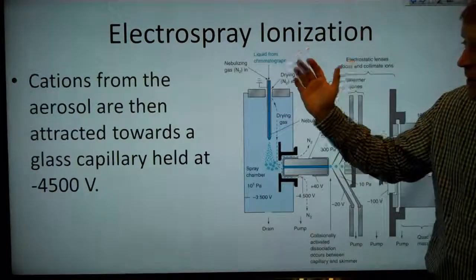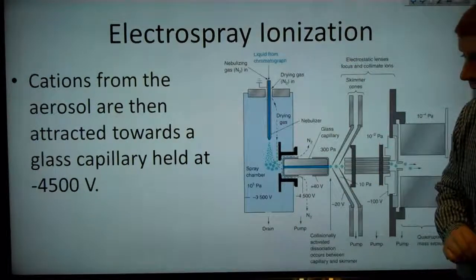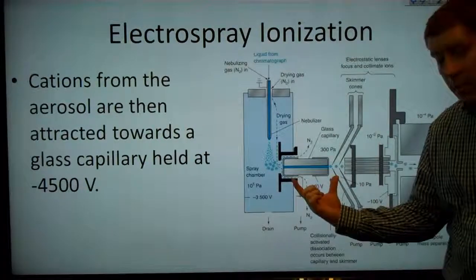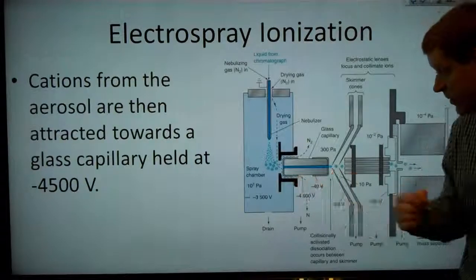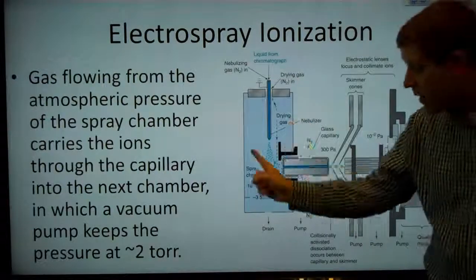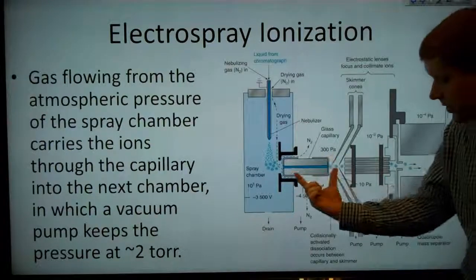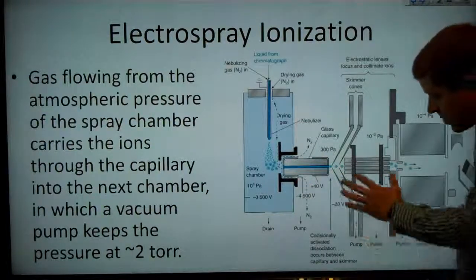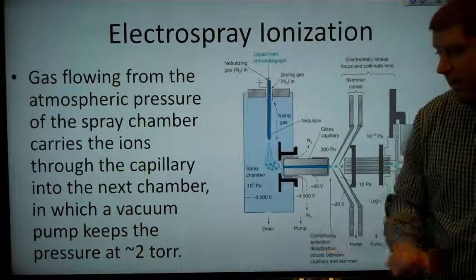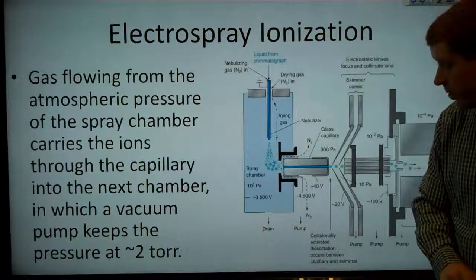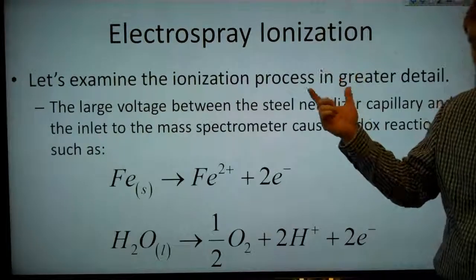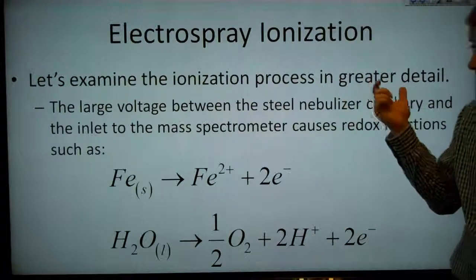Cations from the aerosol are then attracted towards a glass capillary held at minus 4500 volts, and gas flowing from the atmospheric pressure over here in the spray chamber carries the ions through that glass capillary into the next chamber over here, in which a vacuum pump keeps the pressure at around 2 torr. So let's examine the ionization process in greater detail.